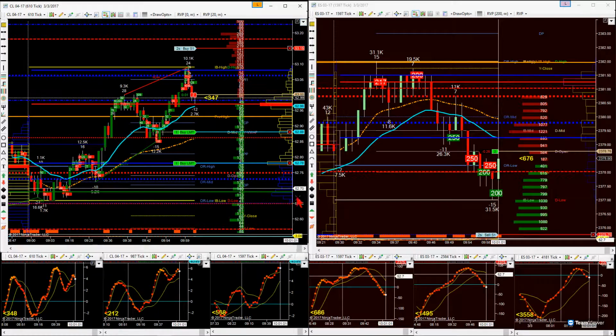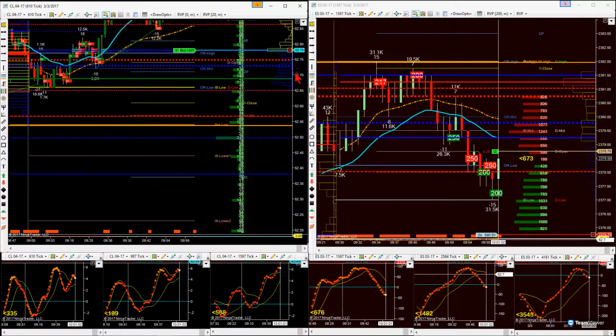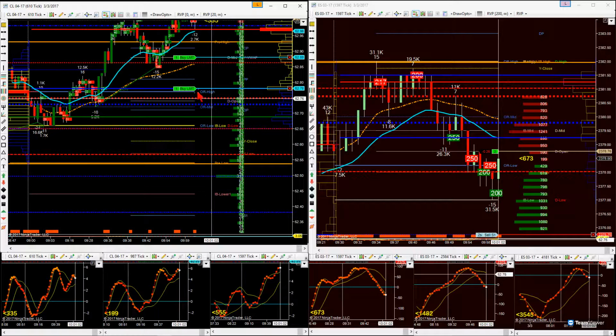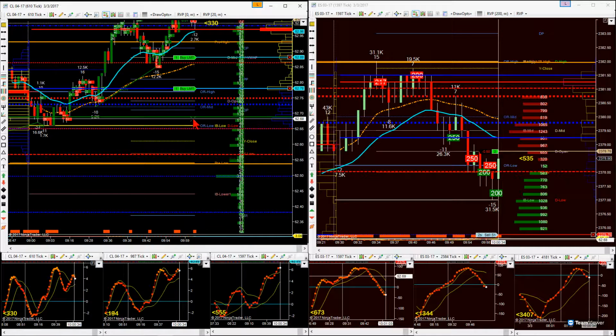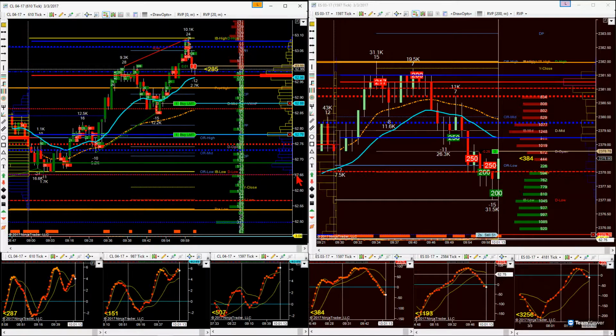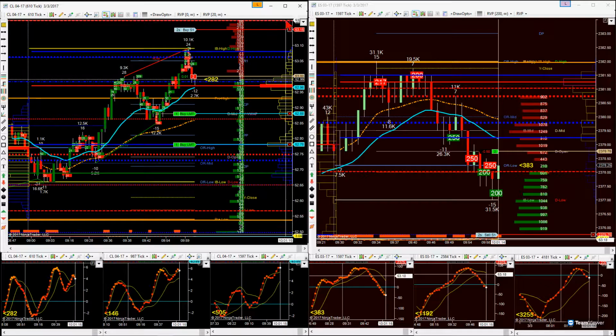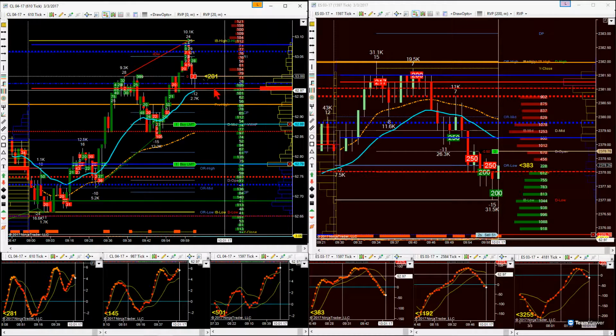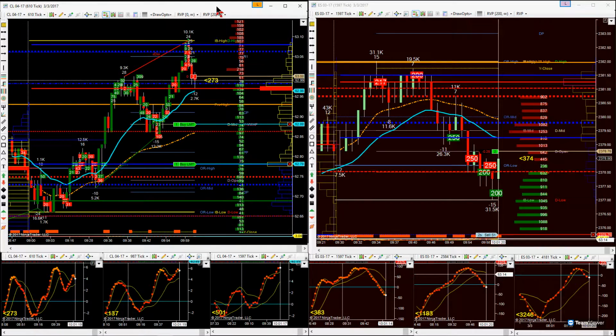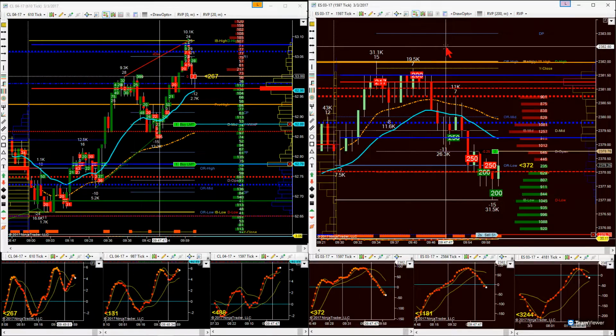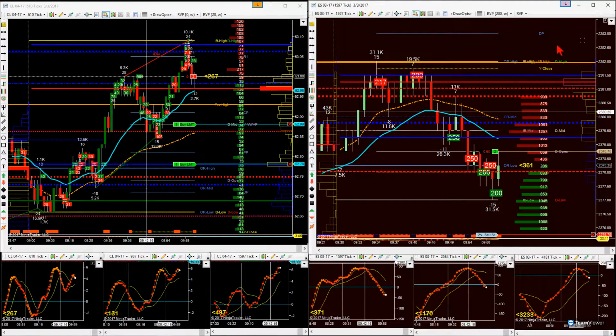If I was in front of the screen for the rest of the day, I would be willing to move this profit target down towards this high volume node that we had tested a few times, but since I'm not going to be, I will leave it where it's at. Also, we would be adjusting our stop loss as things happen, but again, I'm not going to be in front of the screen to do it.